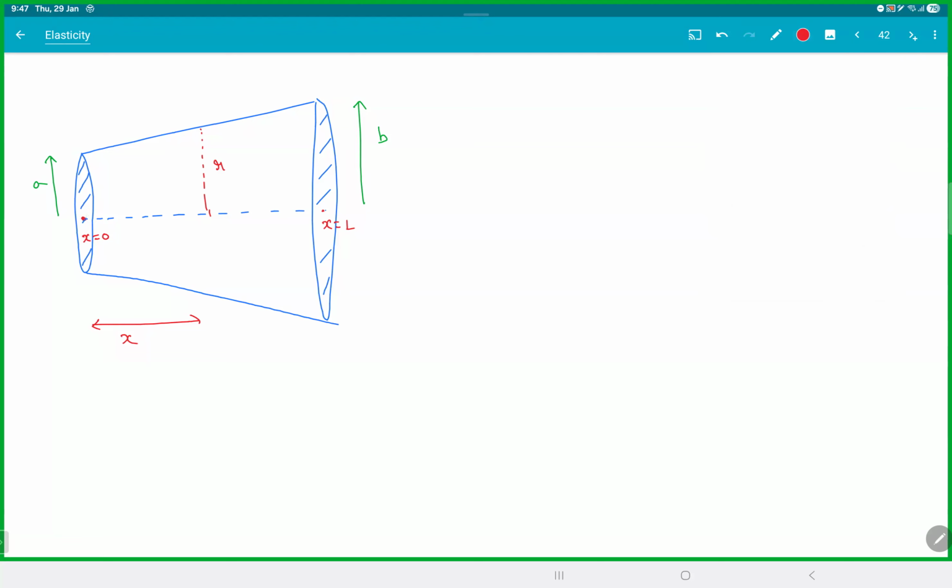Assume this point is your origin. Then this point's coordinates will be 0, comma a. Then this point's coordinates will be x, comma r. This point's coordinates will be x, comma 0. And this point's coordinates will be L, comma 0. This point's coordinates will be L, comma b. So if you actually see that, a straight line, all these 3 points are on a line.